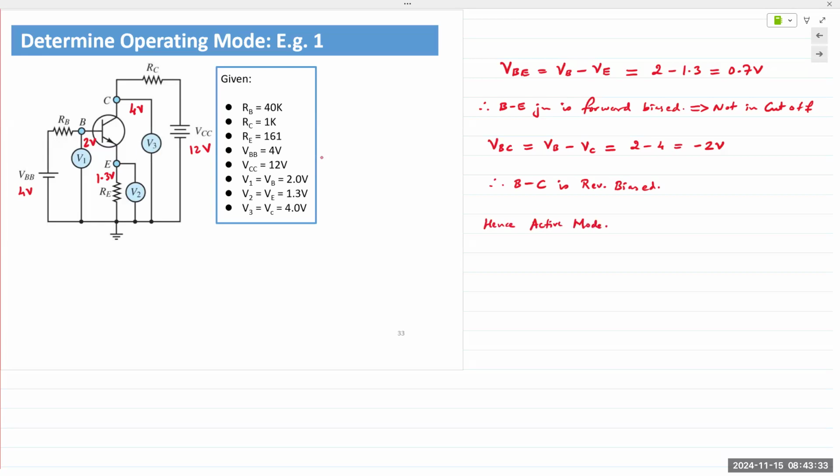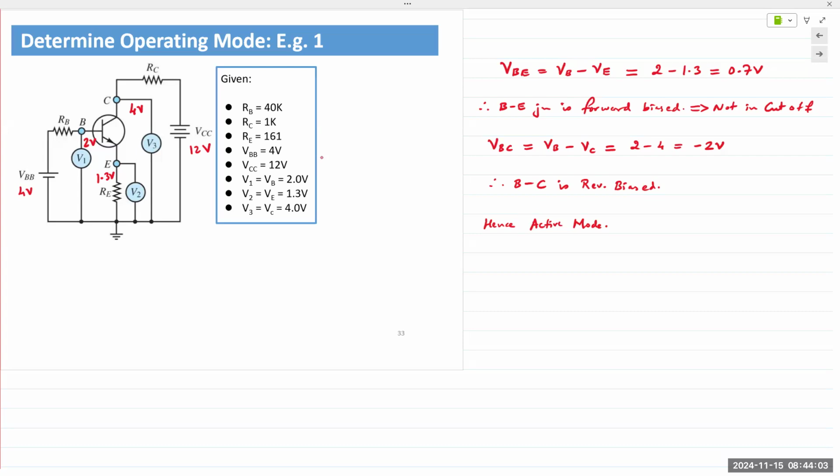Active mode. Check VBE. VBE is 0.7. If it's 0.7, that indicates it's forward bias, because that's the forward diode voltage drop. If it's larger than, let's say, 0.7, 0.8 volts, that means it's reverse bias. So we checked for active mode because it's reverse bias.